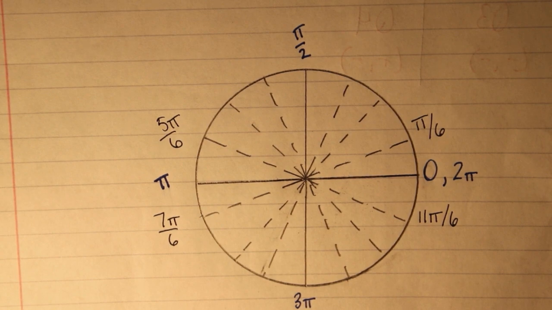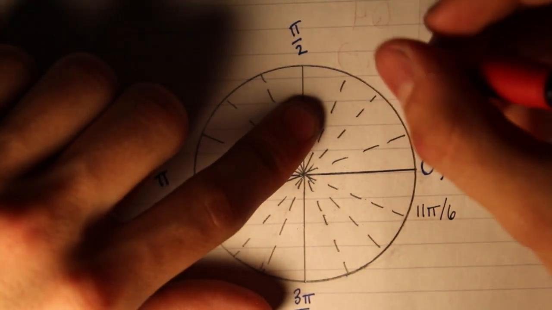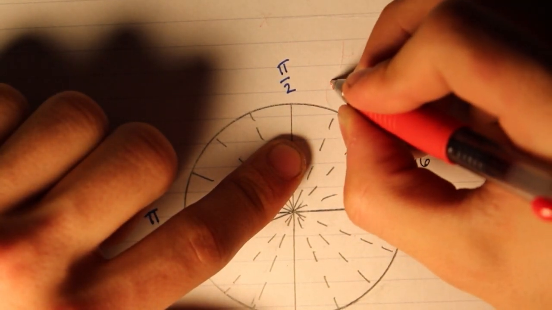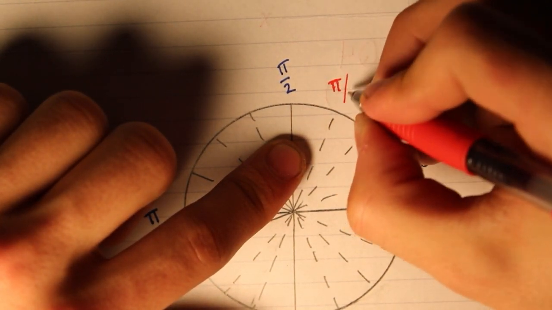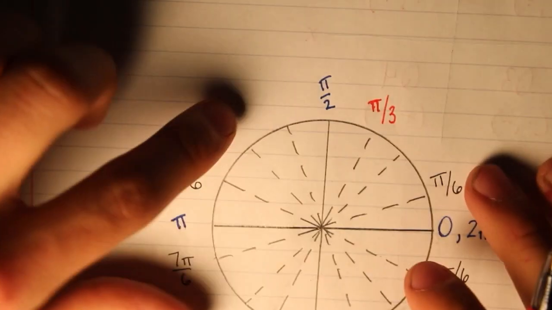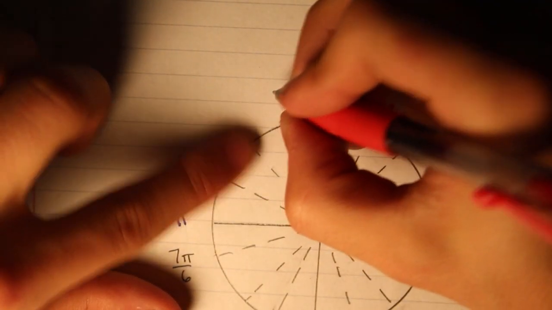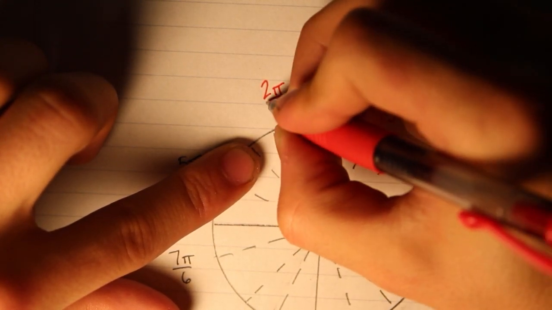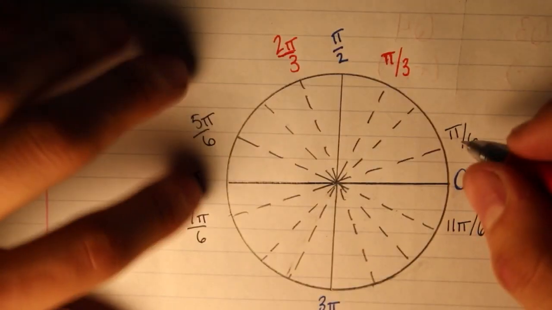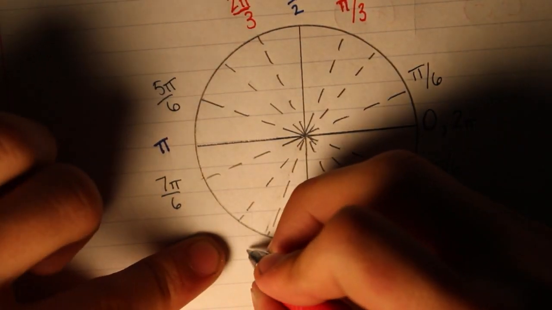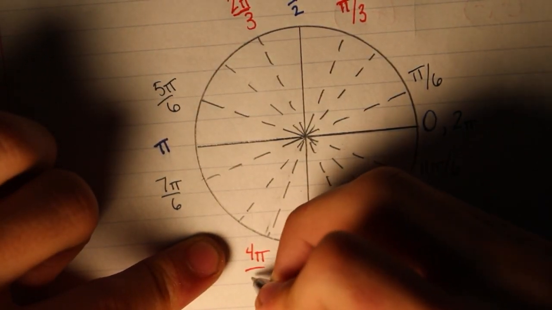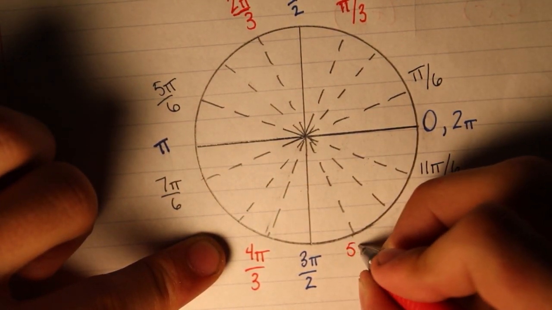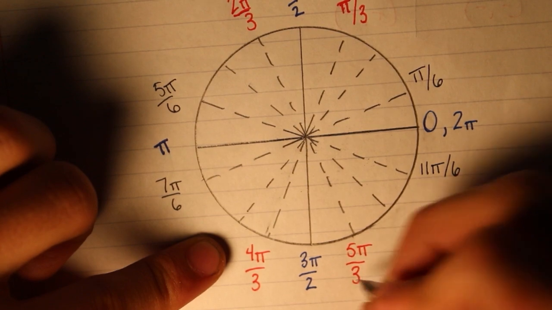All right. Now here, I know it's 60 degrees, which is pi over 3. I know this is 2 pi over 3. Sorry, excuse me. I know this is 4 pi over 3. And I know that this is 5 pi over 3.